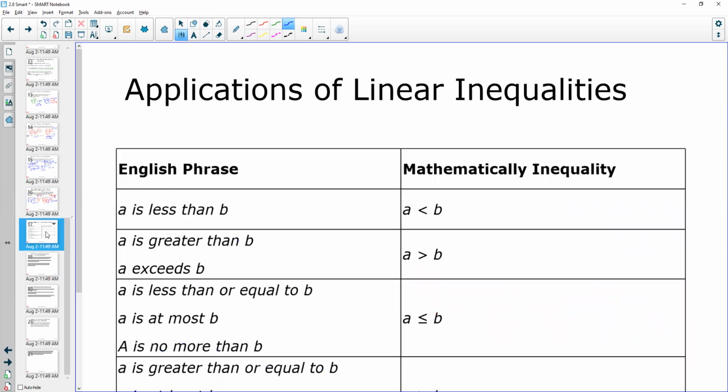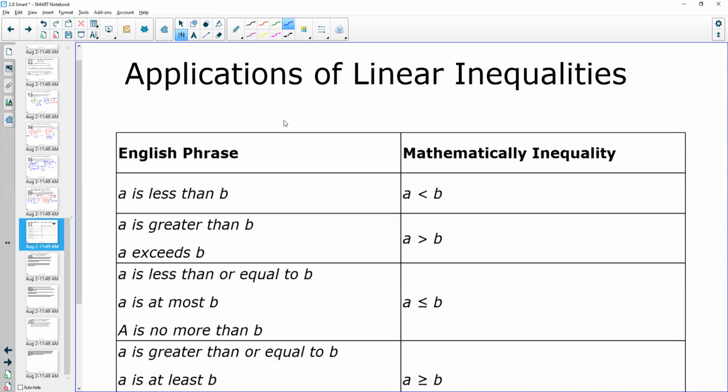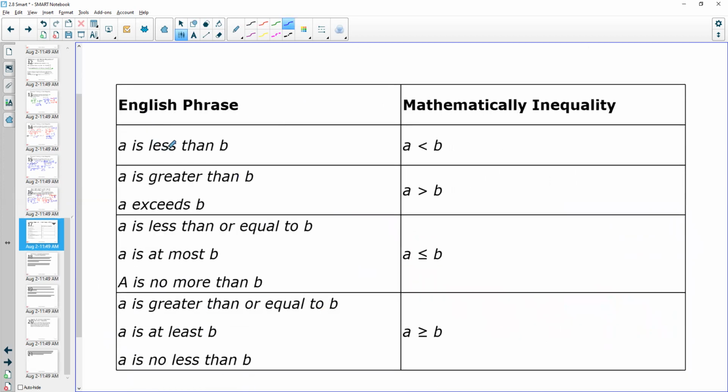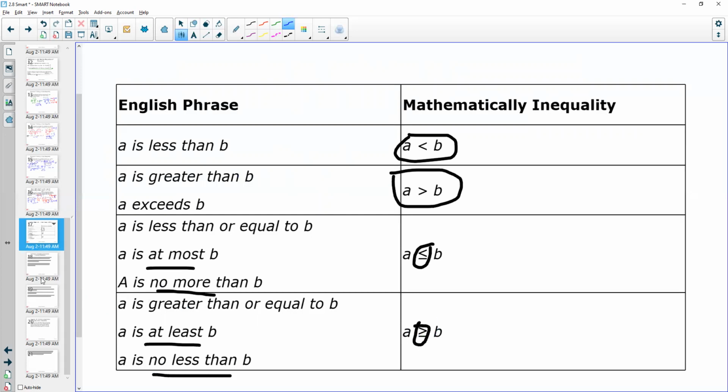So we have a couple of quick applications. Just remember that when you read these things, A is less than B. This is what it looks like. A is greater than or exceeds B. A is less than or equal to: at most or no more than is less than or equal to. At least and no less than is also the same as greater than or equal to. So you have to listen for those words in your head.